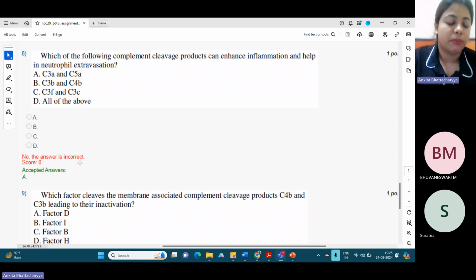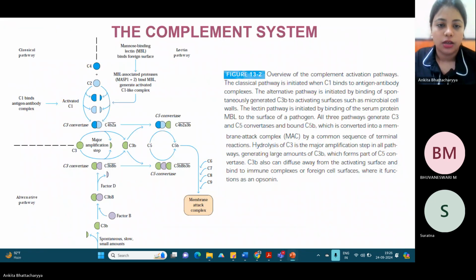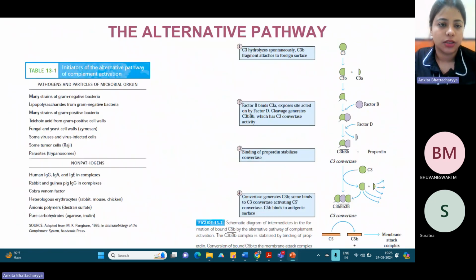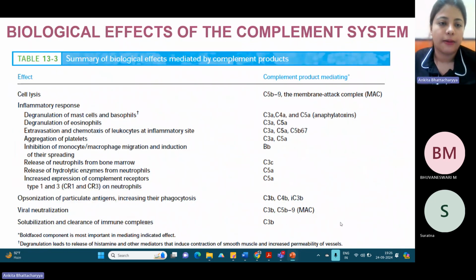Which of the following complement cleavage products can enhance inflammation and help in neutrophil extravasation? So you have C3a, C5a, C3b, C4b, C3f, C3c, or all of the above. So yes, I'll just go to that. This is actually where you'll get your answer.